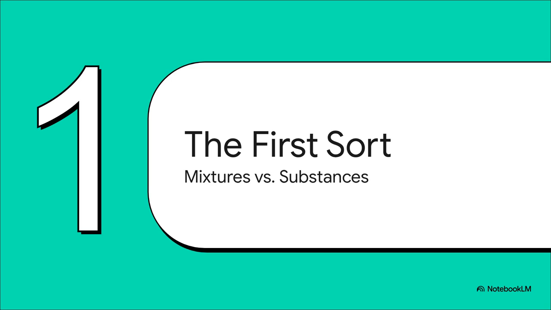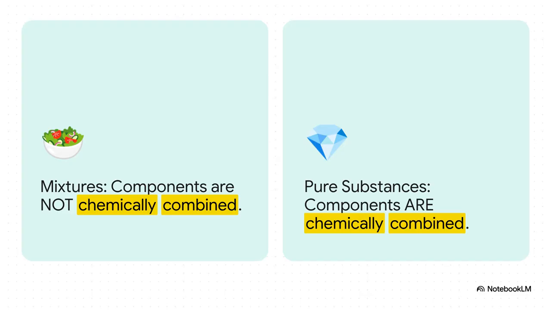Now, I know that sounds super basic, but trust me, this one single distinction changes everything about a material. Its properties, how stable it is, and what it's going to take to break it down. Everything flows from this one big question. So what's the real difference here?